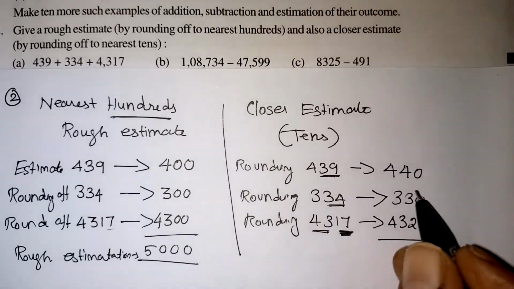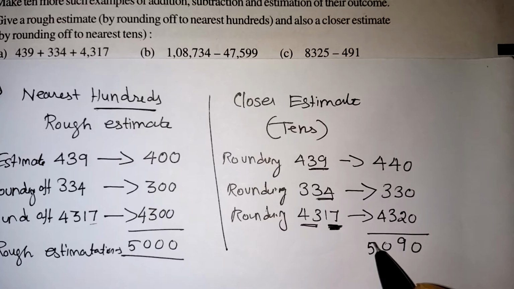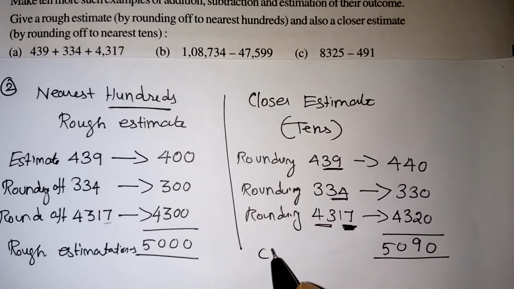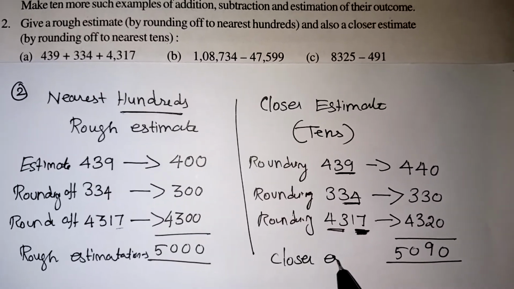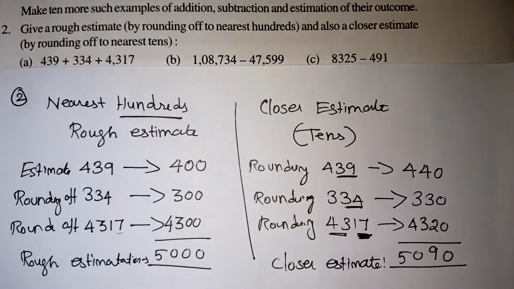So 0. 4 plus 3 is 7. 7 plus 2 is 9. The next number 10, balance 1, 5. So 5090 we are getting. So this is actually called the closer estimation value, and this is the rough estimation value.